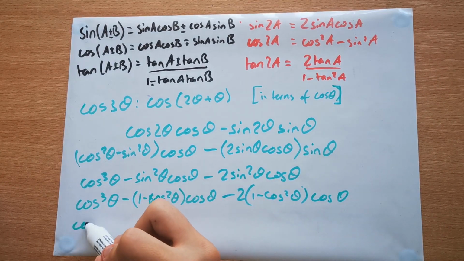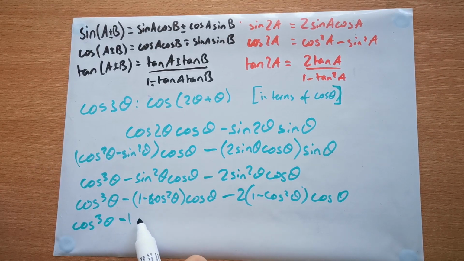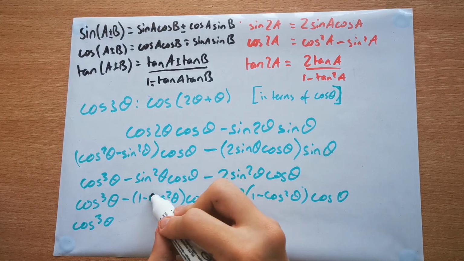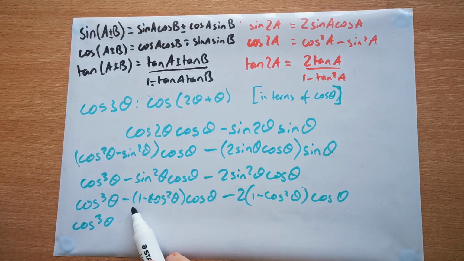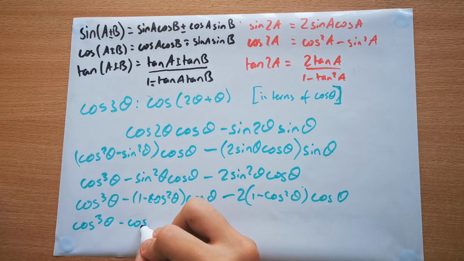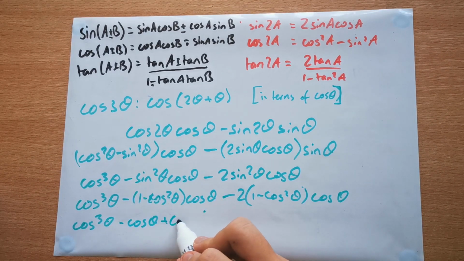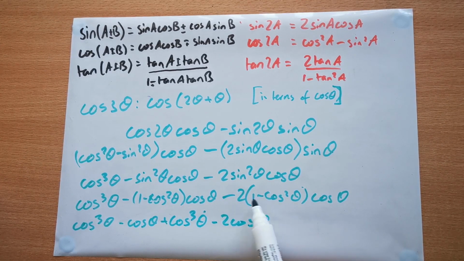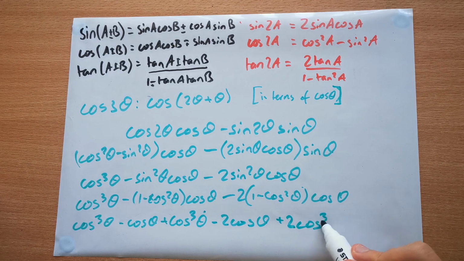So, rewriting this, cos cubed theta minus 1 plus cos, oh, that's not minus 1. I made the mistake that you're not supposed to make, the one where you forget what's outside the bracket. Let's fill that in again. So, minus 1 cos theta plus cos cubed theta. And then here we have minus 2 cos theta plus 2 cos squared theta cos theta, so plus 2 cos cubed theta.